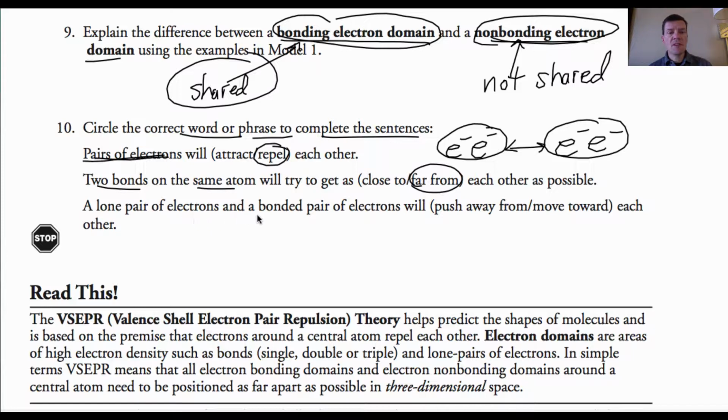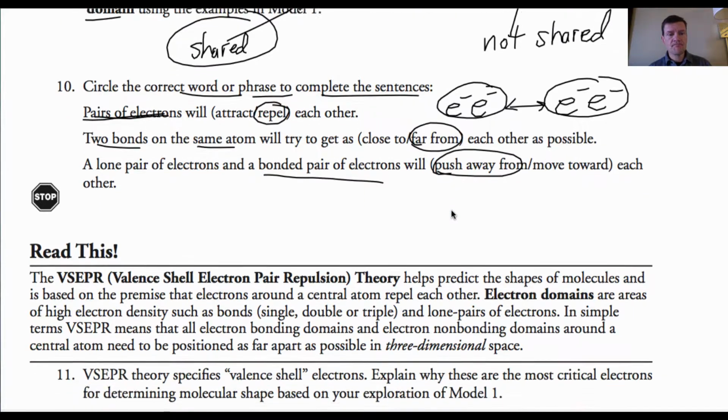A lone pair of electrons and a bonded pair of electrons, same thing, they're going to push away from each other. All of these electron domain regions, these densities, they're always going to try to push away from each other. They're going to be held in by the central atom. They're still going to be attracted to the central atom, but around that central atom, they're going to spread out as much as they can.